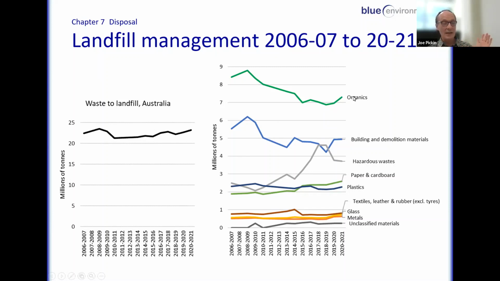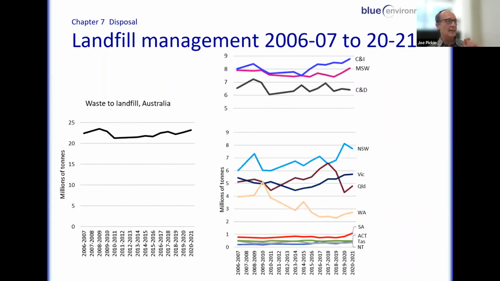It's showing organics going up. It's showing lots of materials going up. Building and demolition materials have gone up a little bit. Hazardous waste slightly down. But take this with a little bit of a pinch of salt, because the data is not great. But this data on total quantities is solid data. It's mostly from levies, so it's going to be reasonably accurate.